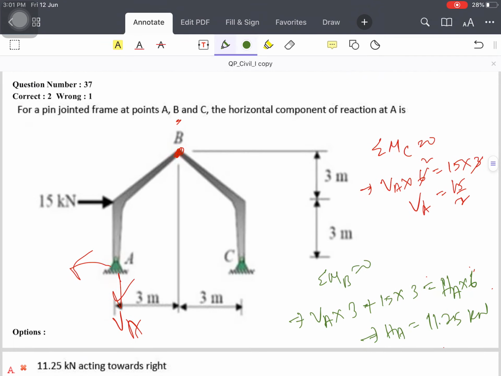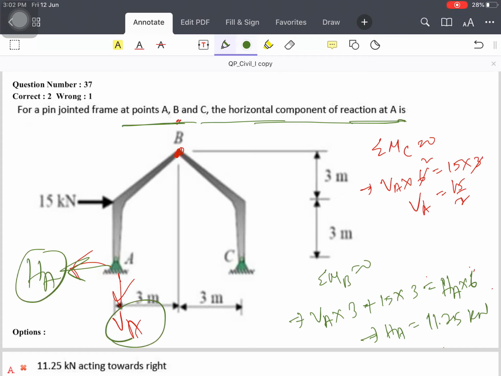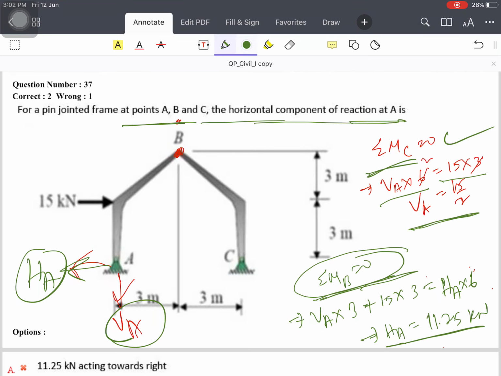For a pin jointed frame at points A, B and C, the horizontal component of reaction at A, HA. So first we need to find the value of VA. Summation of moment at C equals 0. VA into 6 equals 15 into 3. The value VA equals 15 by 2. After calculation of VA, using summation of moment at B equals 0, we will find the value of HA.